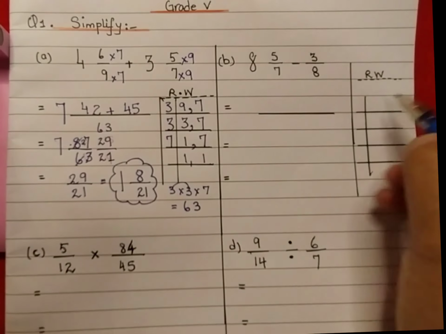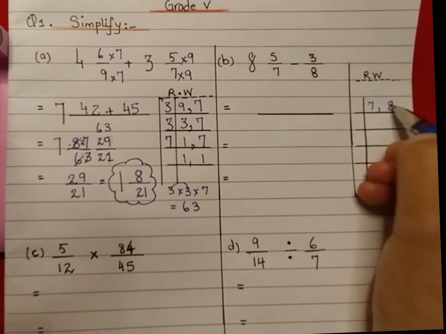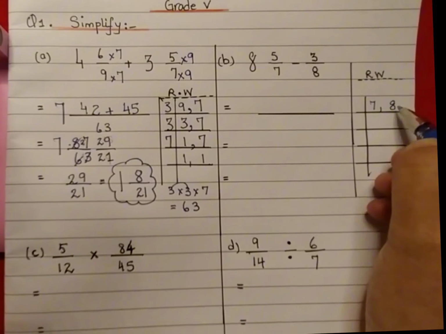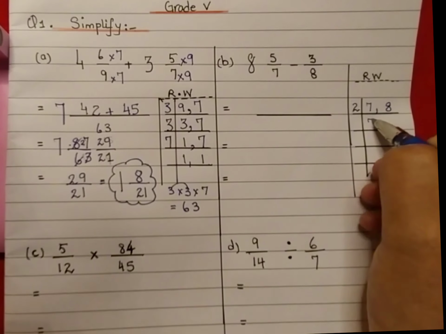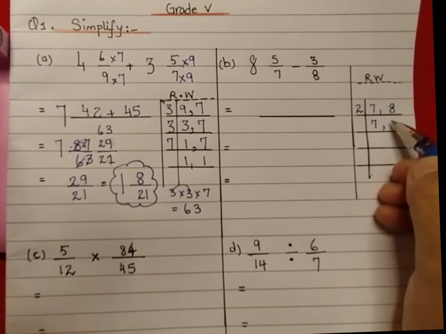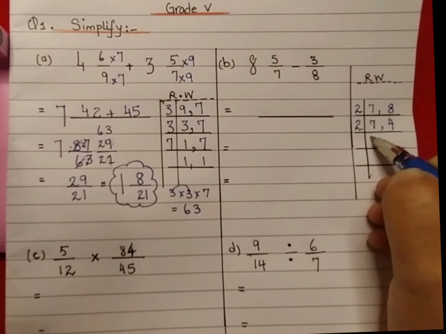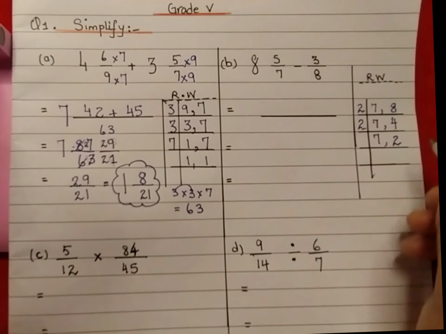All right, again, find out the LCM, 7 and 8. Let's begin with the smallest prime number, 2. 7 is not there, so we'll just drag it down here. 2 times 4 is 8. Again, bring the 2 here. Bring the 7 down here. 2 times 2 is giving us a 4.